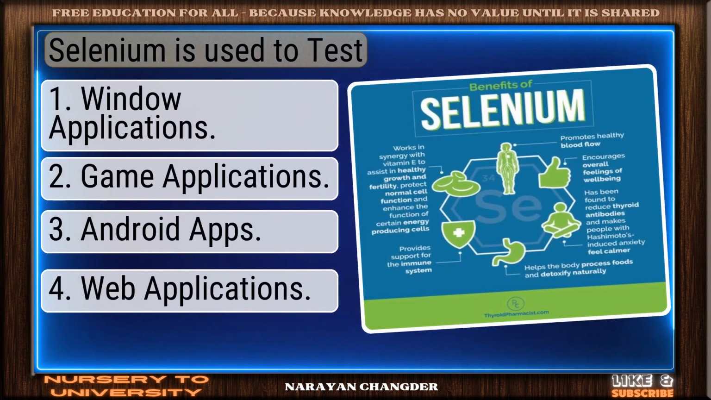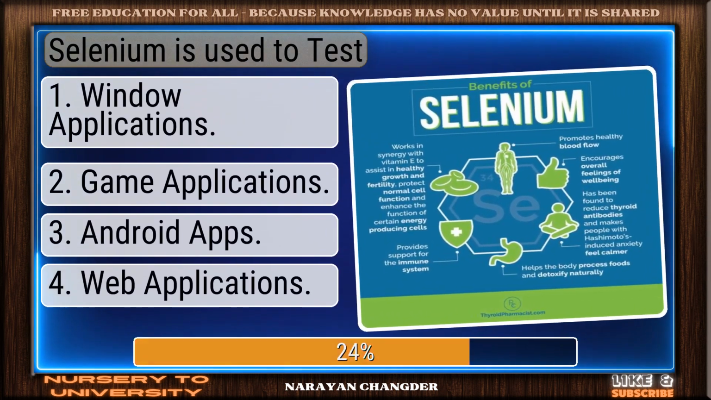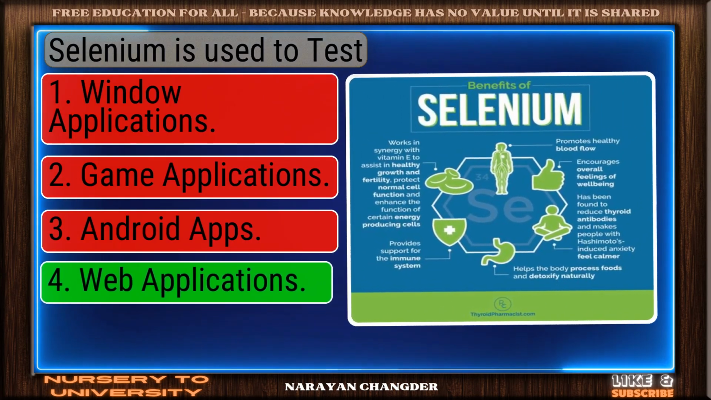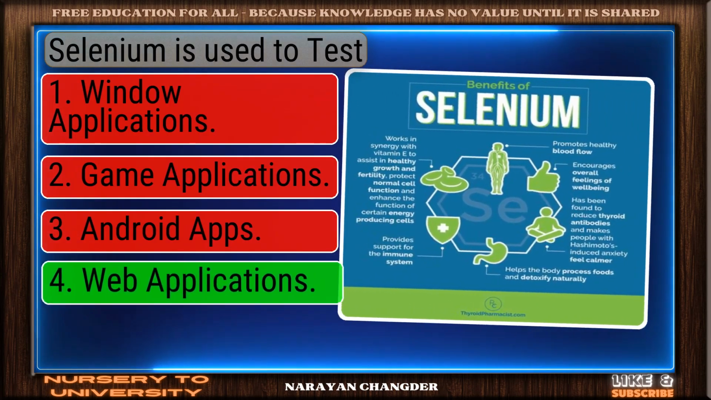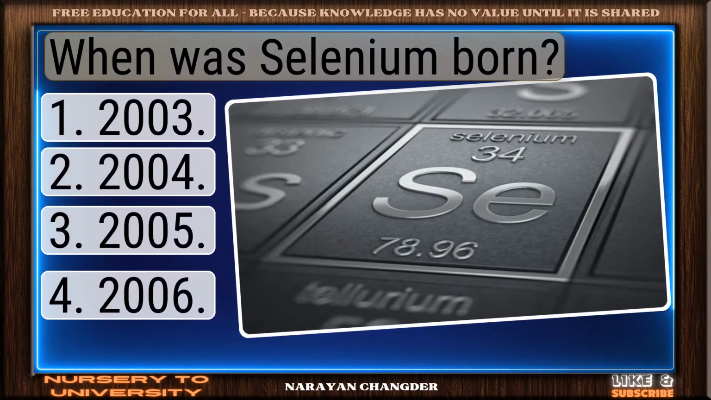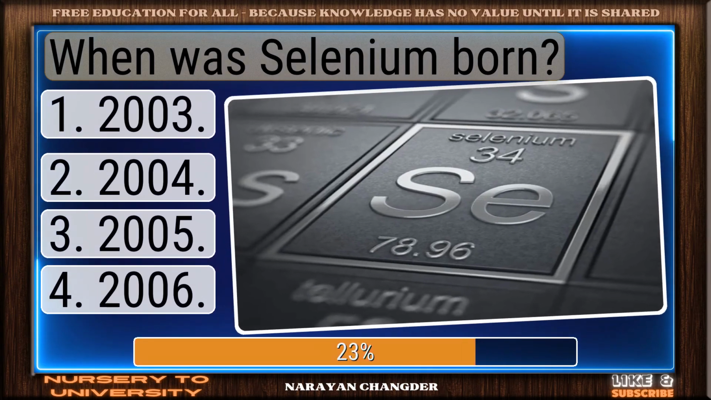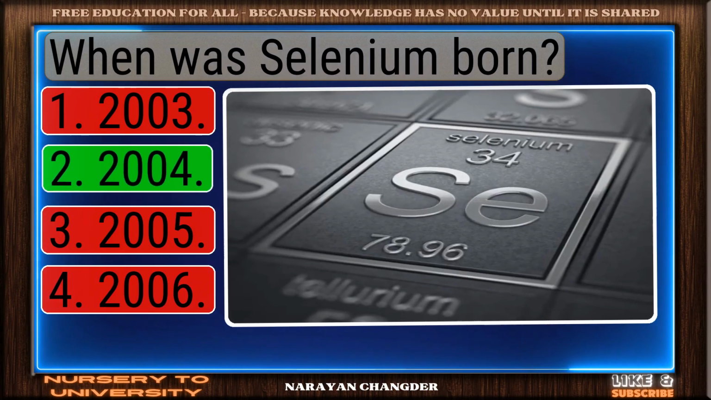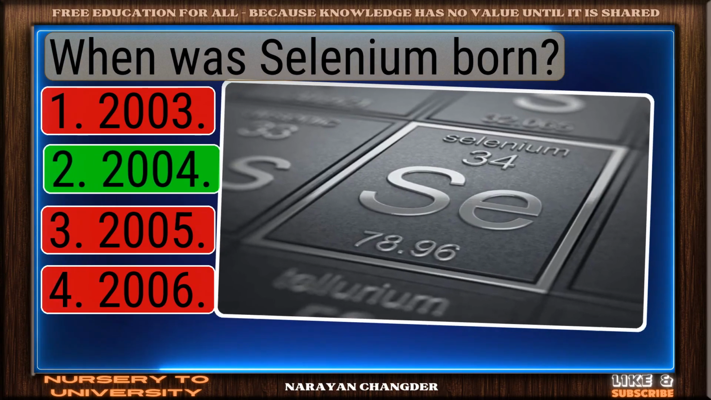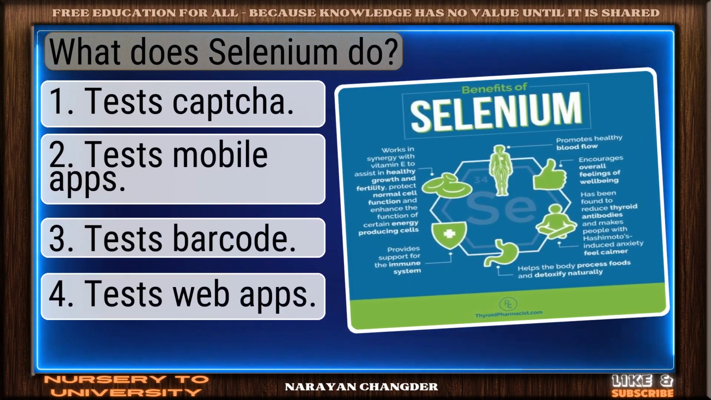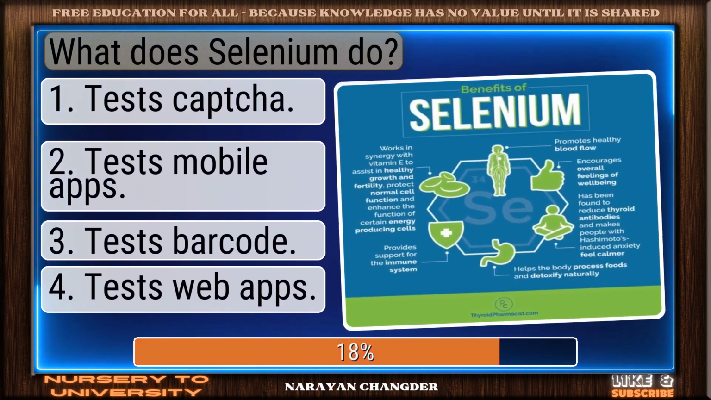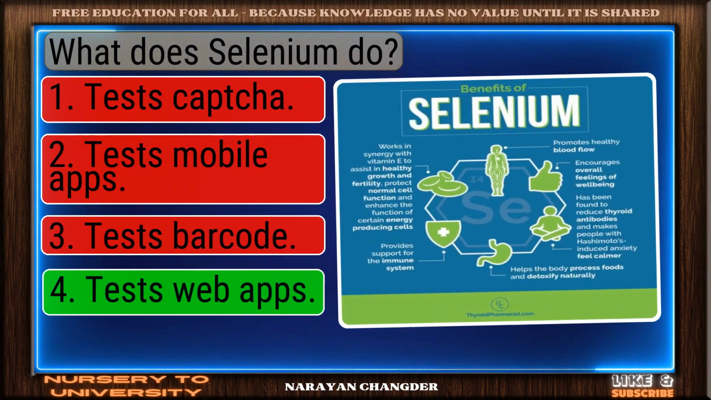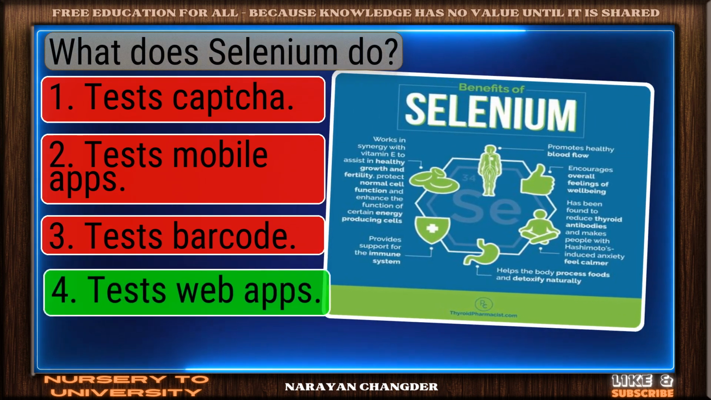Question number 73. Selenium is used to test. Good thinking. Web applications is the right answer. Question number 74. When was Selenium born? Good job. Your answer 2004 works well here. Question number 75. What does Selenium do? Right again. Tests web apps is a valid answer.